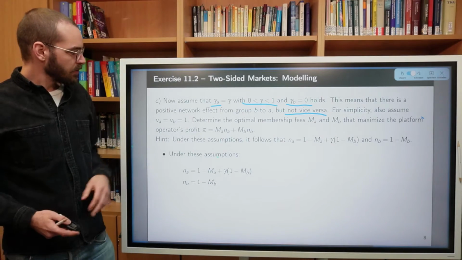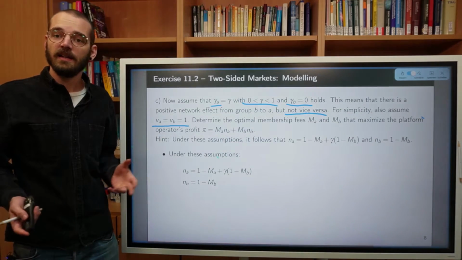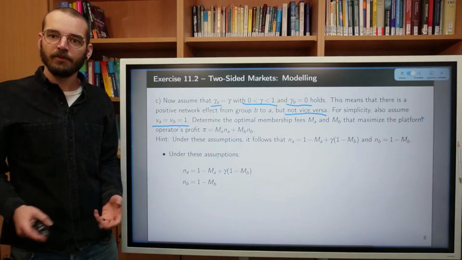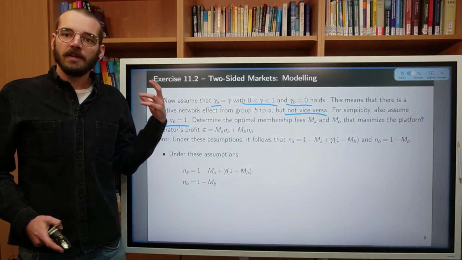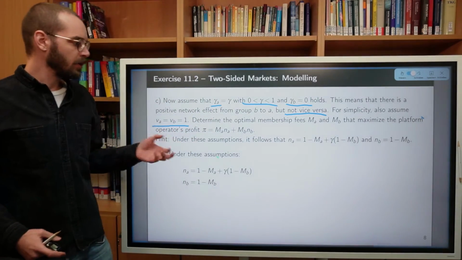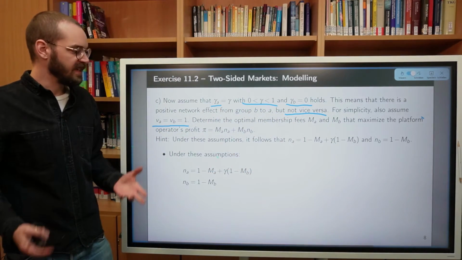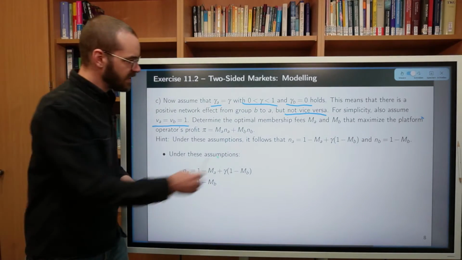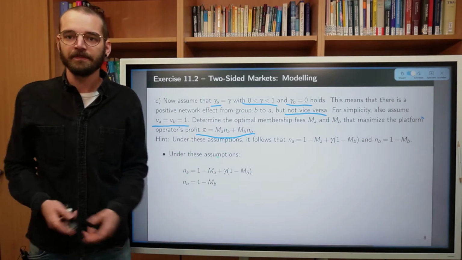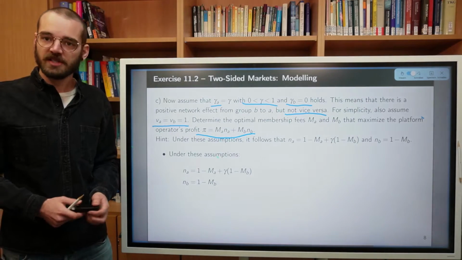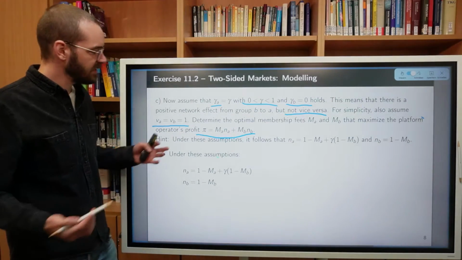For simplicity, we are also going to assume that the upper limit of the intrinsic utility VA or VB is the same for both groups, and it is exactly equal to 1. For this now simplified version of the model, we are going to determine the optimal membership fees MA and MB that maximize the platform operator's profits. For simplicity, we are already given what the profit function of the operator would be. We have not yet talked about any sort of costs the platform operator would have to face, so they are not reflected in this model in any way.